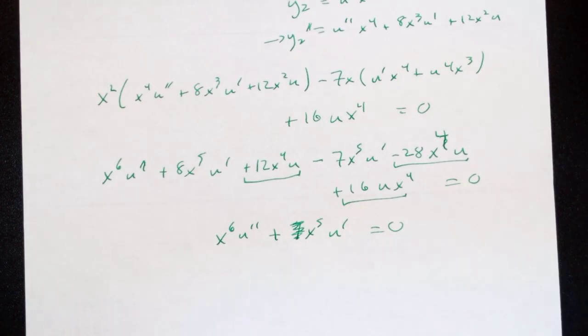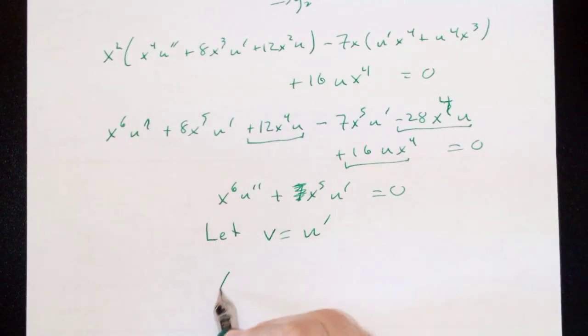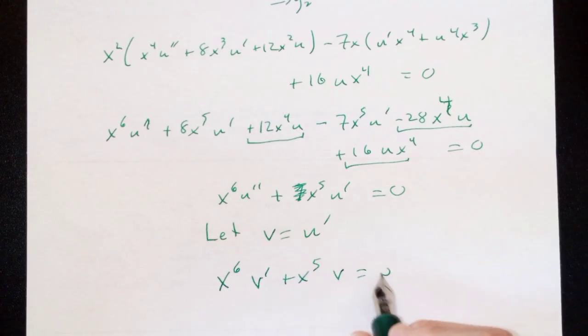Hang on a second. I only have u double prime and u prime. I'm only looking at a function and its first derivative. I'm looking at the function u prime and its first derivative, u double prime. Out comes a change of variable. I'm going to let v equal u prime. Then this equation becomes x to the 6th v prime plus x to the 5th v equals 0.